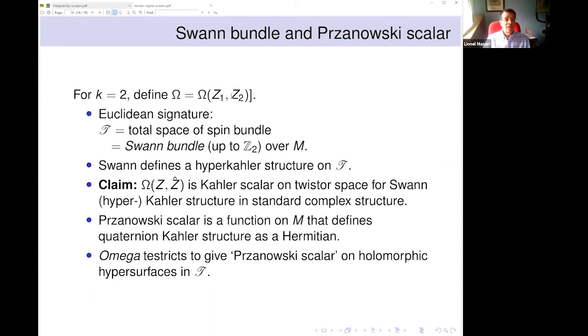And so I claim that this omega of Z1, Z2, well, if Z2 is the Euclidean conjugate of Z1, is the Kähler scalar on the twistor space for the Swann hyperkähler structure. And that gives you a hyperkähler structure on the twistor space in the standard complex structure of the twistor space. This is also the Przanowski scalar, in the sense that Przanowski actually defined the Przanowski scalar on a Quaternion-Kähler four-manifold.